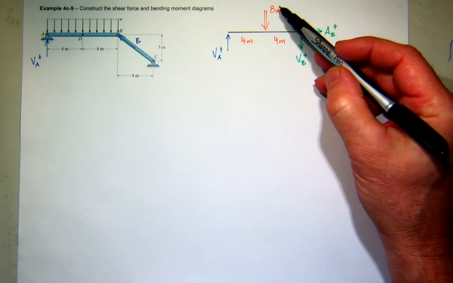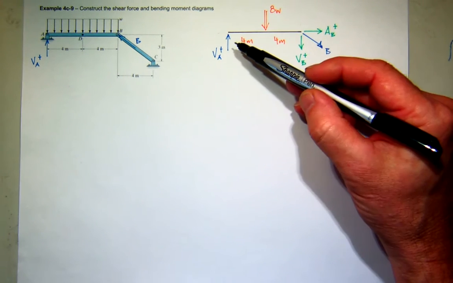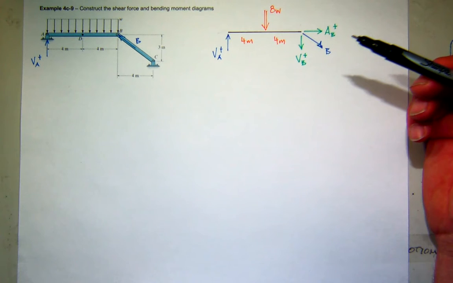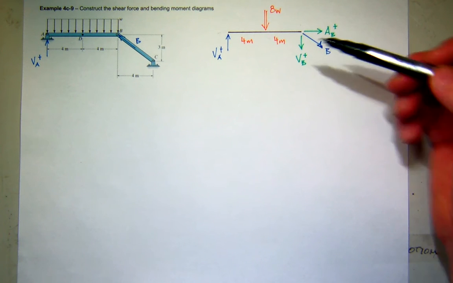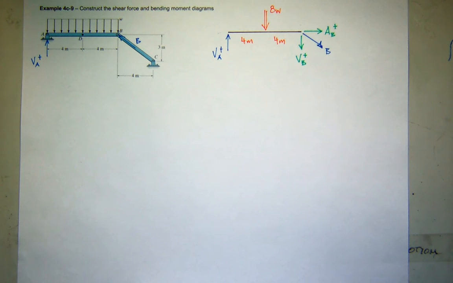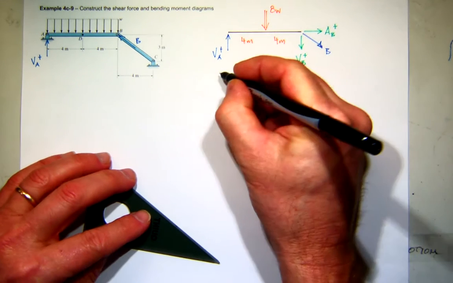Now with this one point load equivalent right in the middle of the beam, you can probably guess that my shear forces are both going to be half of that, or 4W, right? Let's go ahead and find out what they're going to be.